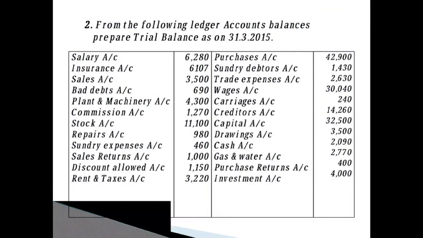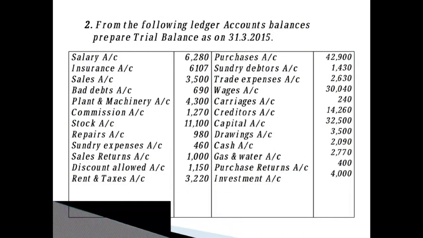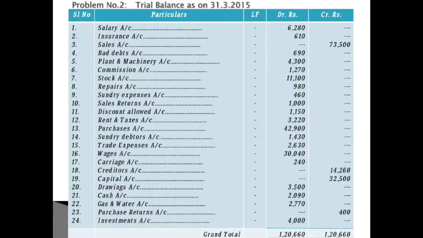The next you have commission account, 1,270. Now for commission account, they have not mentioned it is received, so obviously it is a payment, which shows debit balance for us. 1,270 you are going to record in the debit column. See, sixth one, commission account 1,270 we have recorded. The next you have stock account, 11,100. Stock, as I said, is an asset which will show debit balance. We have recorded stock account in the debit column, 11,100.